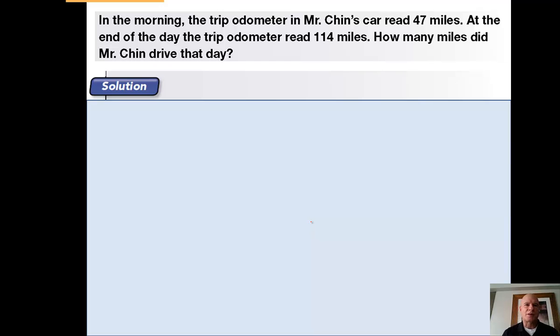For our first example, in the morning, the trip odometer in Mr. Chin's car reads 47 miles. At the end of the day, the trip odometer reads 114 miles. So how many miles did Mr. Chin drive? In this one here, if you have some miles, and at the end of the day, you have a total amount of miles, we need to know what this is. That's what we're after. See if you can solve this one and then continue the video and see if you got it right.